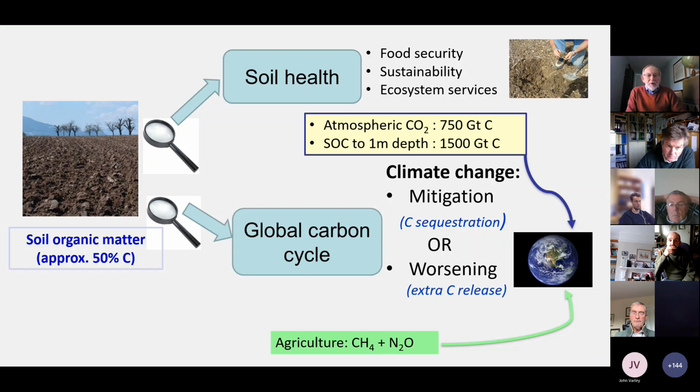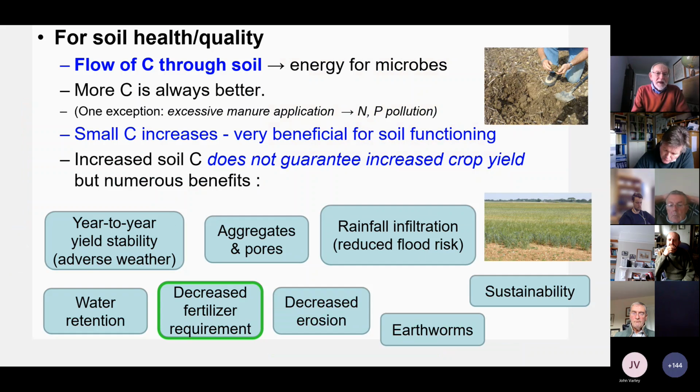And just the little green box at the bottom is to remind us that climate change is not all about carbon, because other trace gases contribute to climate change, and agriculture is involved in them. Nitrous oxide and methane are the ones there.